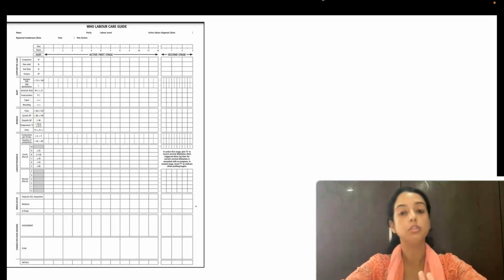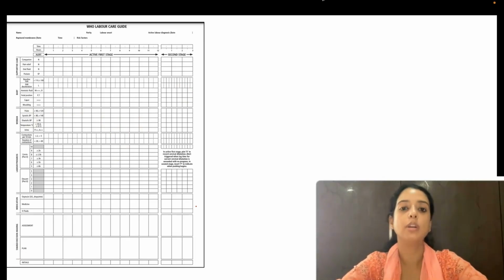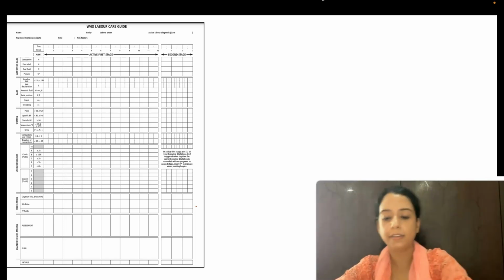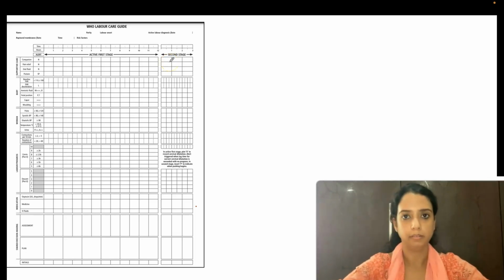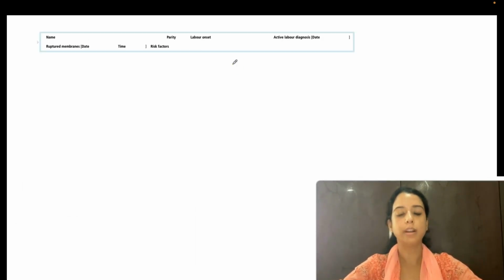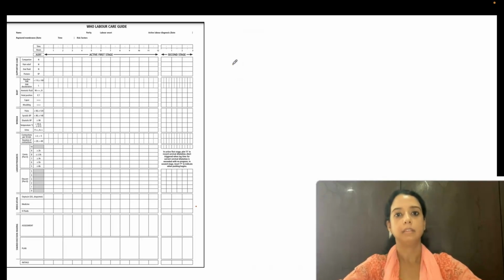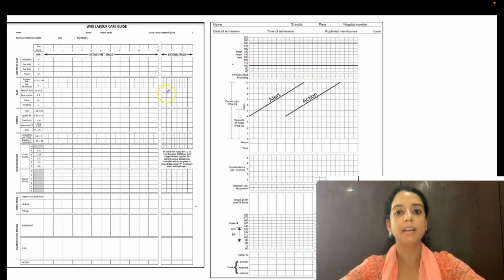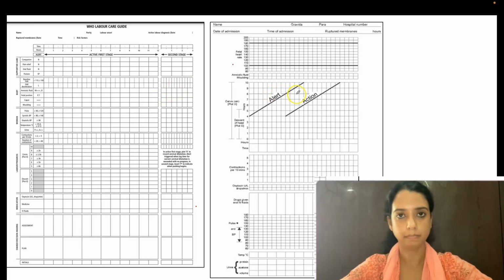Hello everyone. Today we'll be studying the new WHO partogram, which is called the WHO Labor Care Guide. Not so new though, launched in 2022 only. This is very different from the older one. See the older one, that was the WHO modified partogram. So the new partogram is very different from the older partogram.